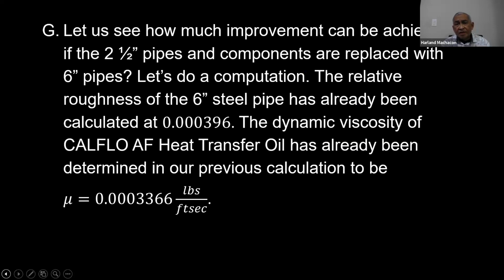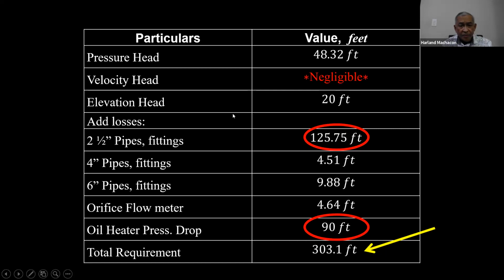So let us see how much improvement can be achieved if these 2.5-inch pipes and components are replaced with 6-inch pipes. So let us do a tabulation. Since this one here has the highest head loss, we try to replace this with 6-inch and see how much improvement we will achieve by doing such.